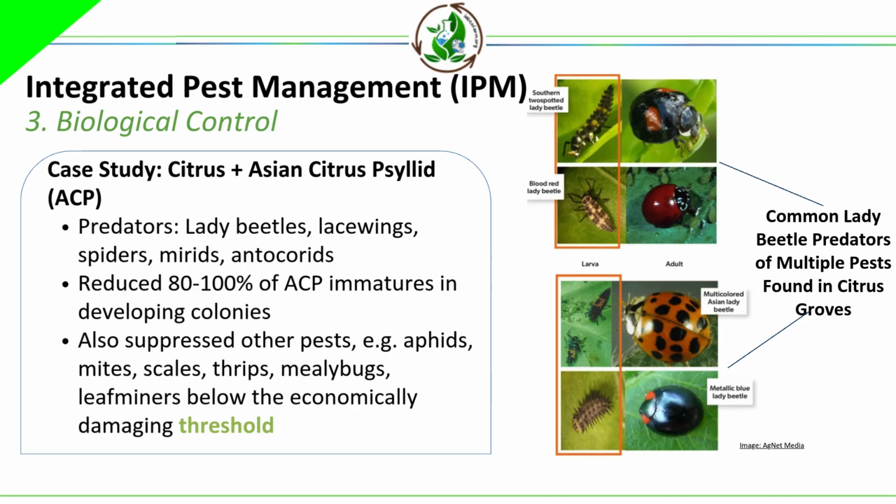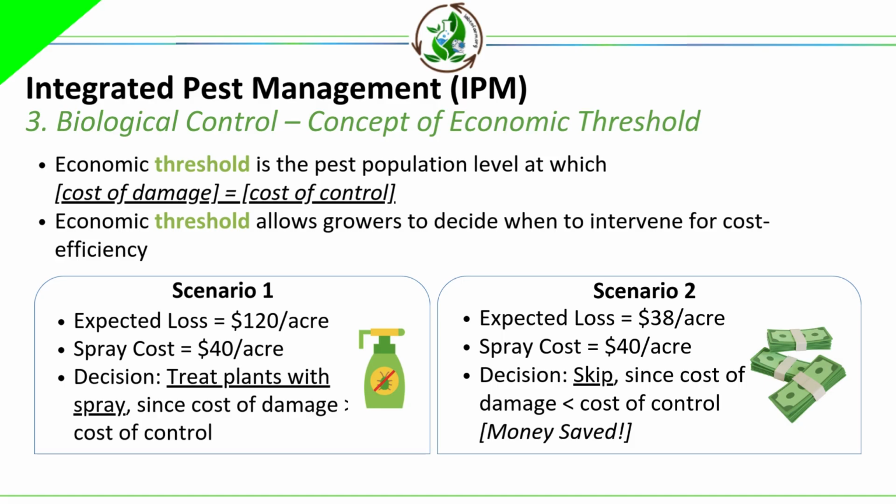This is a real-world example of how biological control supports both crop health and environmental sustainability. The economic threshold is the pest population level at which the cost of crop damage or loss equals the cost of pest control. If pest damage would cost more than controlling them, it makes sense to act. If not, you can save money and avoid unnecessary treatments that would be fiscally counterproductive.